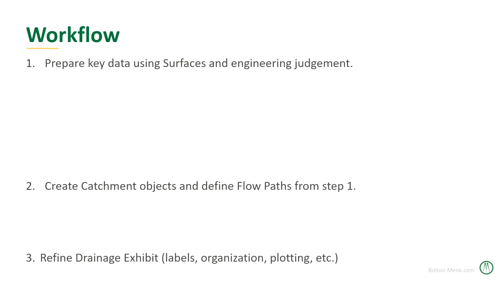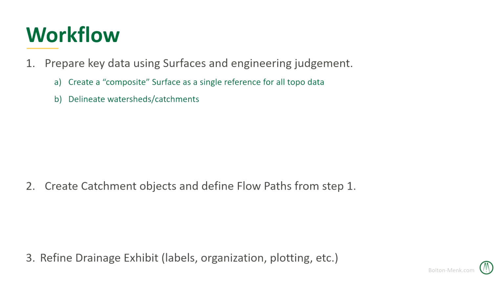Lastly, we'll refine our drainage exhibit for things like labeling, organization, make sure that the labels aren't going to run on top of each other, get all your plotting settings done, etc. But more specifically, for those surfaces, our first step is going to be to create a composite surface as a single reference for all of that topo data. Even though we're not designing everywhere inside of our site, or even for the stuff off of our site, that topo information still contributes, and we want to be able to have one single reference to say, hey, here's my flow path. It starts off-site, it comes into my area, but I can't assign more than one surface for all of that. So we want that composite surface.